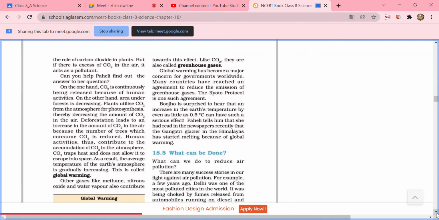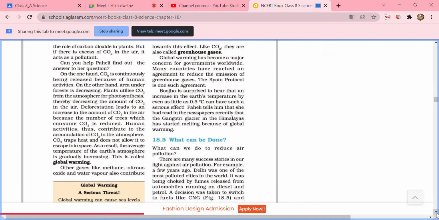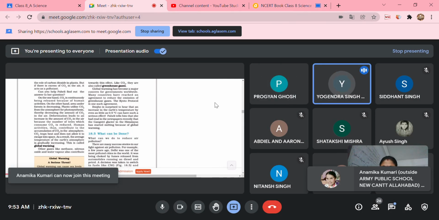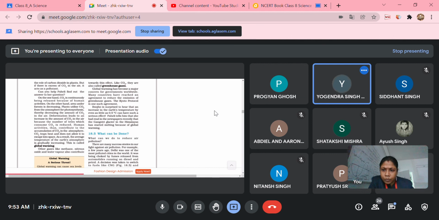Gases like CO2 are also called greenhouse gases. Global warming has become a major concern for governments worldwide. Many countries have reached an agreement to reduce the emission of greenhouse gases. The Kyoto Protocol is one such agreement. Bujo is surprised to hear that an increase in the earth's temperature by even as little as 0.5 degrees Celsius can have such a serious effect. Paheli tells him that she had read in the newspaper recently that the Gangotri glacier in the Himalayas has started melting because of global warming.